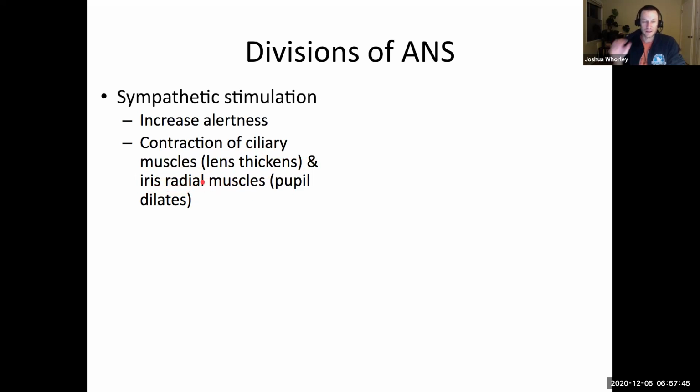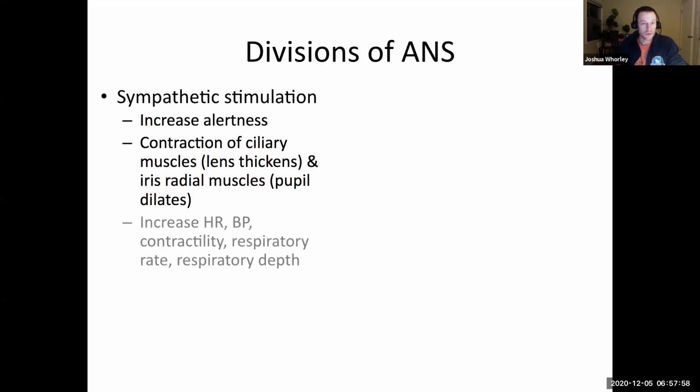And what that does is basically shrink the colored part of your eye and increase the pupil diameter. This allows more light into the eye and allows us, even in low light situations, to create a clear picture of what's in front of us. It also results in an increased heart rate.